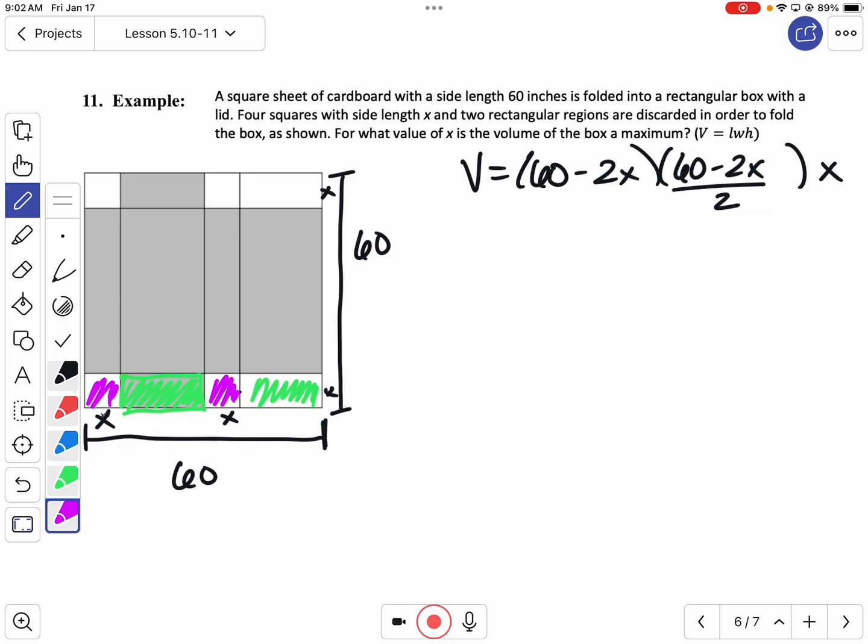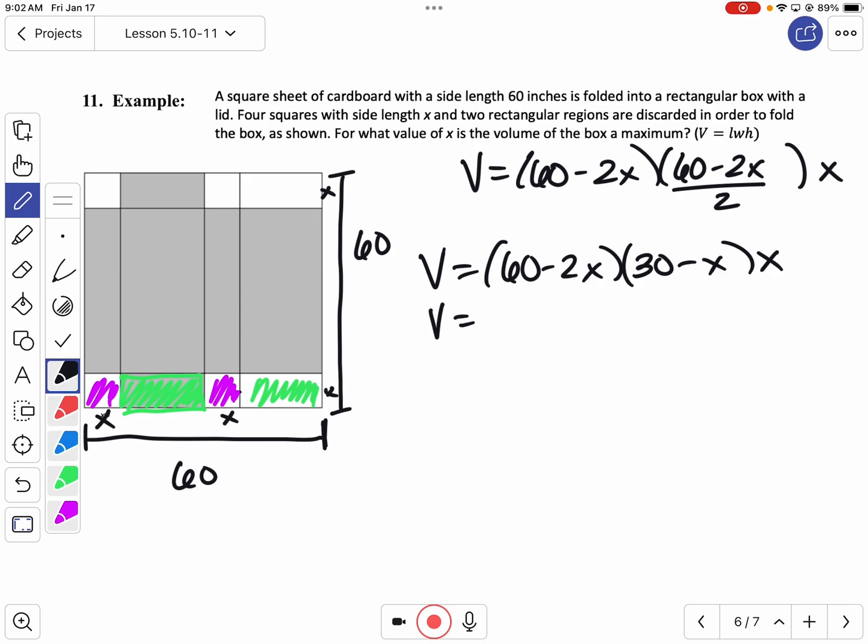So let's simplify that a little bit. My volume's going to equal 60 minus 2x times, if I divide that parenthesis by 2, it gives me 30 minus x, and an x. I really think on this one, getting the equation is the hardest part. The calculus after it is not that bad. So let's multiply. That's going to give me 1,800, let's see, 60x, so minus 120x plus 2x squared. And we're going to multiply by x.